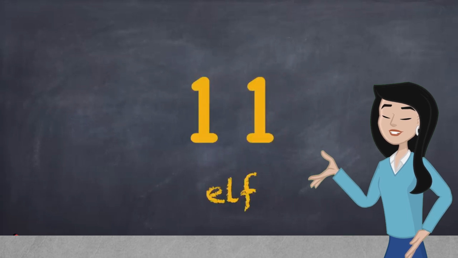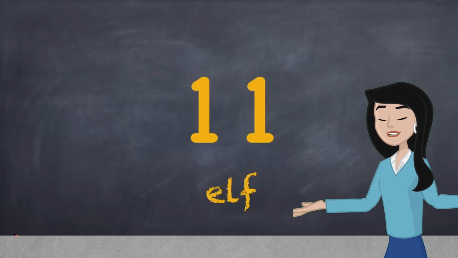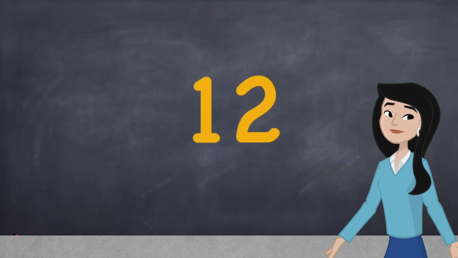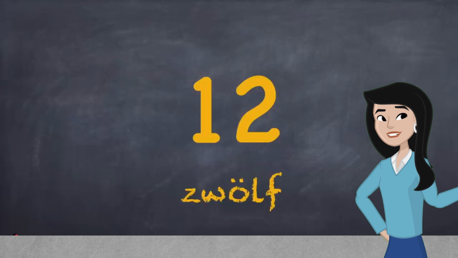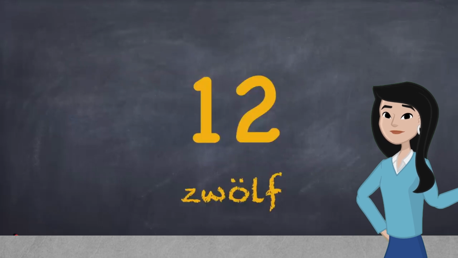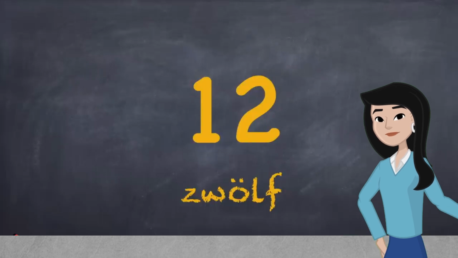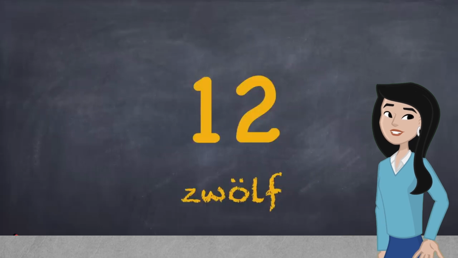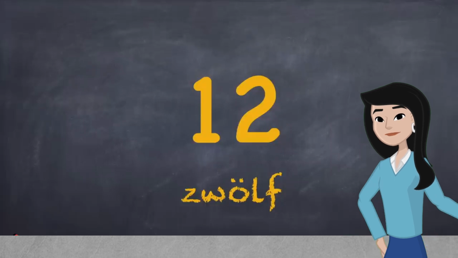Elf. Once again, elf. Zwölf. Once again, zwölf. Well, letters with umlaut, in this case O with umlaut, has no equivalent in English. You will be picking up the pronunciation once you learn more words.